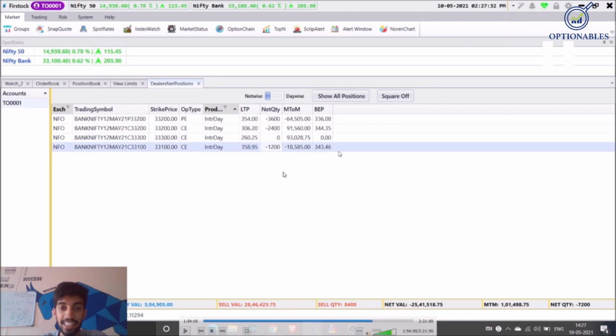And you can see that there was one small glitch. This C didn't get squared off at all. So only this C got shorted, but this didn't get squared off at all. So that's the reason it cost us almost 8 to 9 points, which resulted in around 12,000 rupees lesser MTM. So otherwise the MTM would have been around 1,13,000.